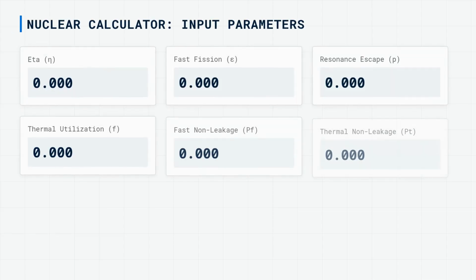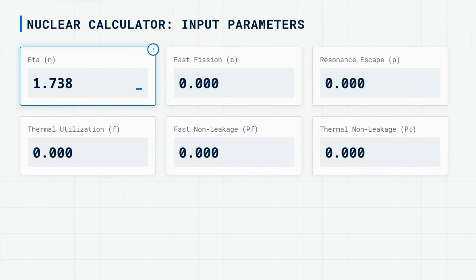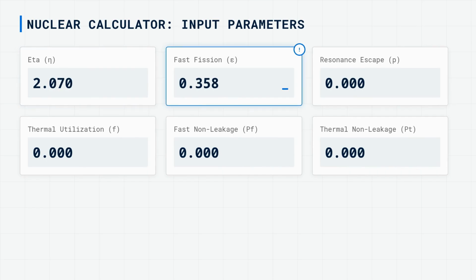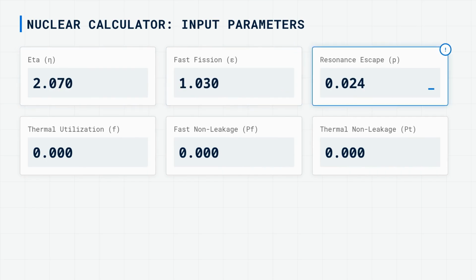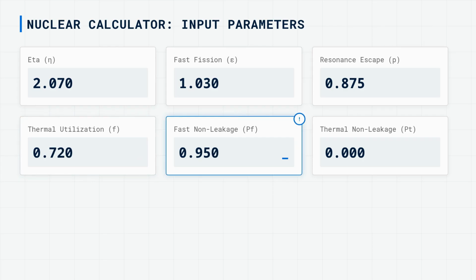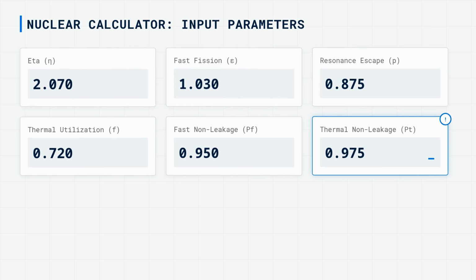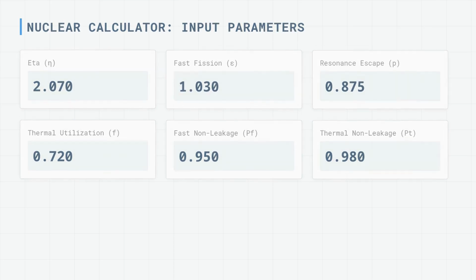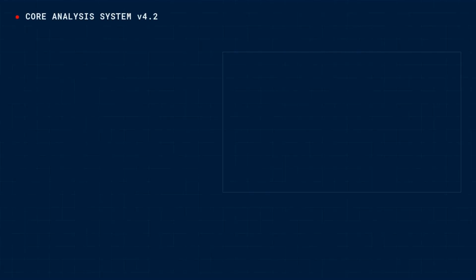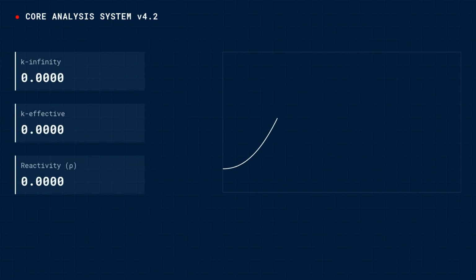Now enter your input parameters. We'll use eta of 2.07, fast fission factor of 1.030, resonance escape probability of 0.875, thermal utilization factor of 0.720, fast non-leakage of 0.950, and thermal non-leakage of 0.980. After clicking Calculate, the system returns several critical outputs.